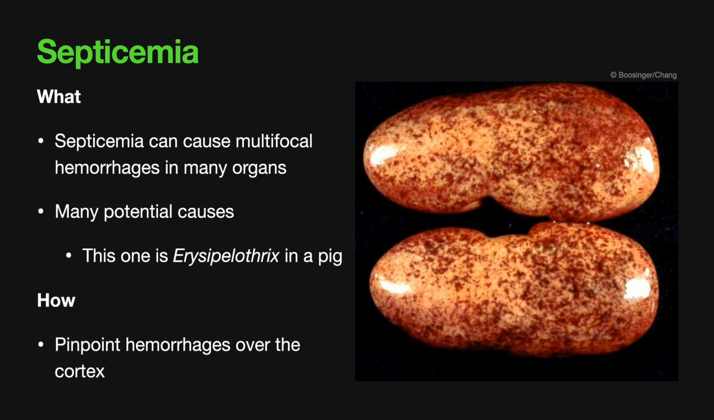Septicemia can also cause vascular changes, typically leading to multifocal hemorrhages across many different organs. There are numerous potential causes of septicemia across our veterinary species. This particular example on this slide is Erysipelothrix in a pig. You can identify septicemic changes in the kidneys by seeing pinpoint or petechial hemorrhages over the renal cortex.